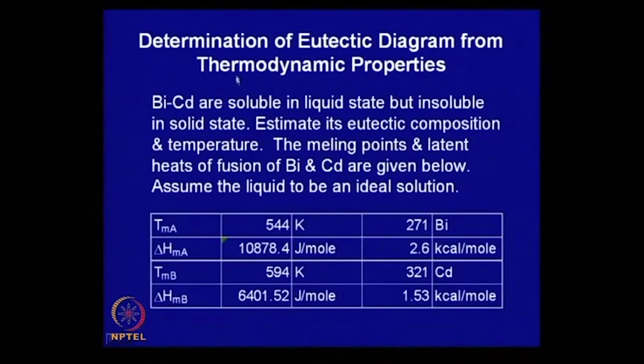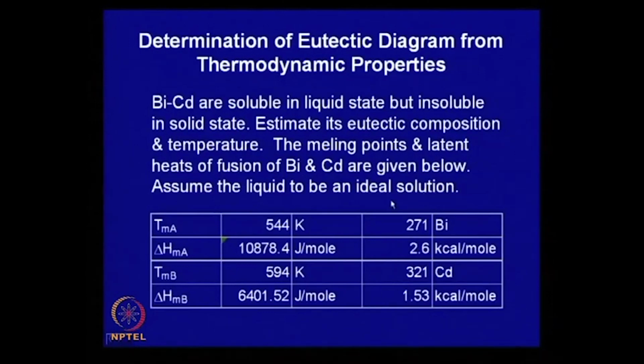So, let us look at the determination of eutectic diagram from thermodynamic properties. Now, this is the problem. Bismuth and cadmium are soluble in liquid state, but insoluble in solid state. Estimate its eutectic composition and temperature.